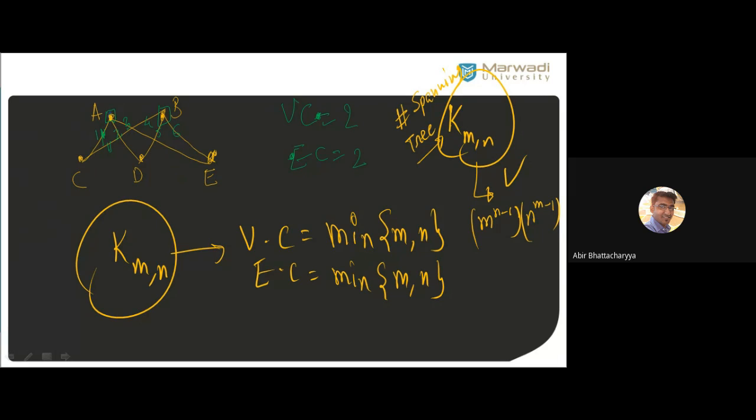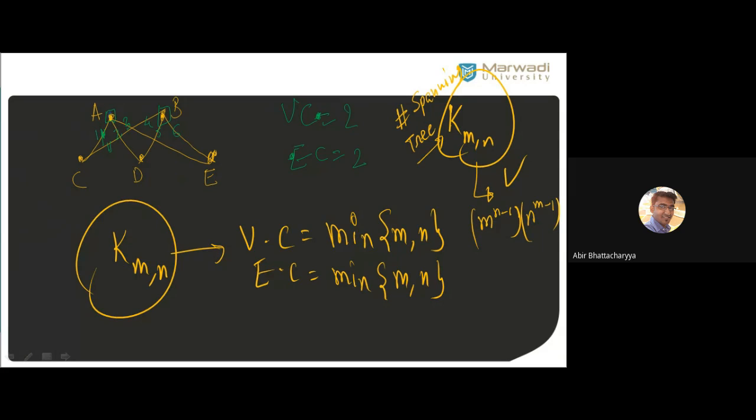For this graph, we have some specific number. For that graph, we have some specific. Cannot create a formula. We can create a formula for bipartite graph, complete bipartite graph, because they have some specific structure. Complete graph has some specific structure.